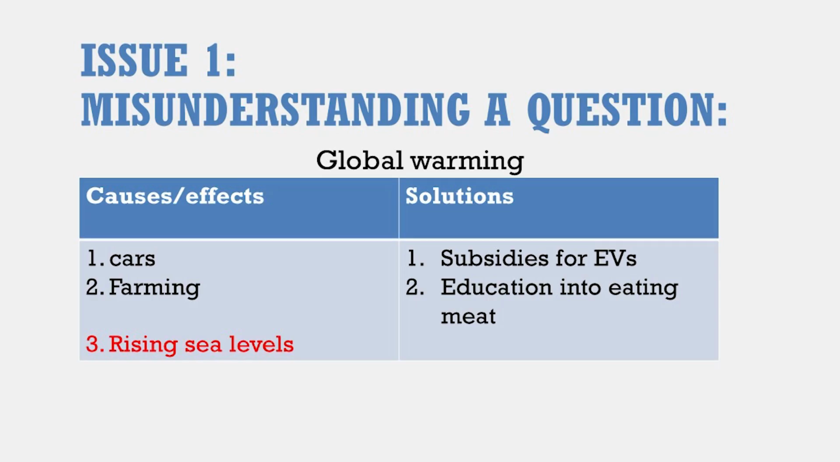Let's look now at a couple of issues that often arise with this type of essay. I'm going to use some other topics and questions to illustrate these. First of all, let's imagine the topic is global warming and the questions are to write about the causes and solutions. So in this case, we have a couple of excellent causes, cars and farming.